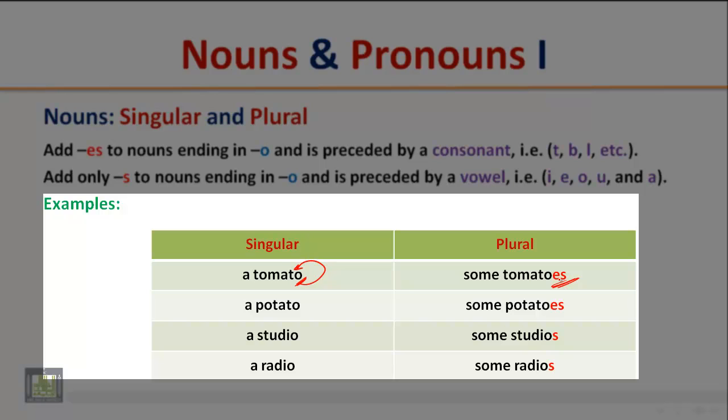A studio, some studios. A radio, some radios. Notice here that the letter O is preceded by the vowel I, so in this case we add only S to make it plural.